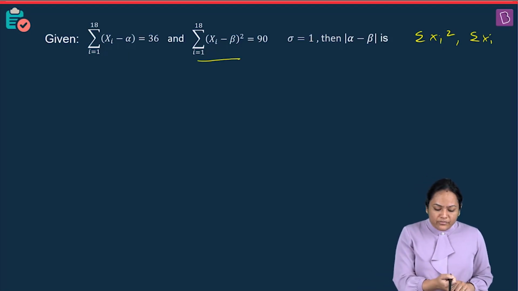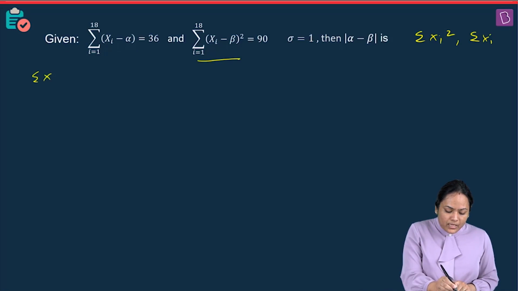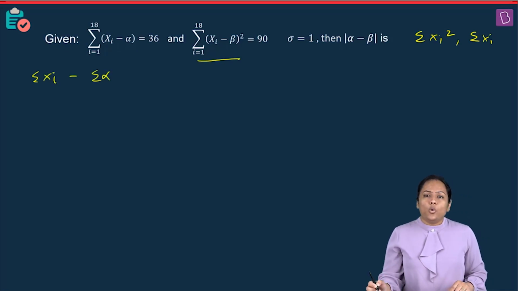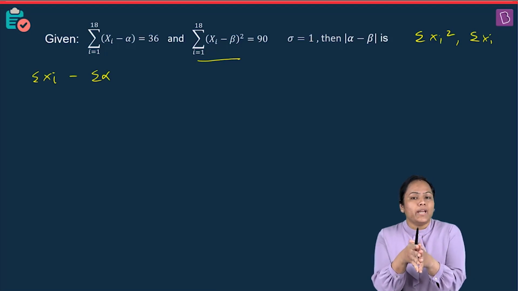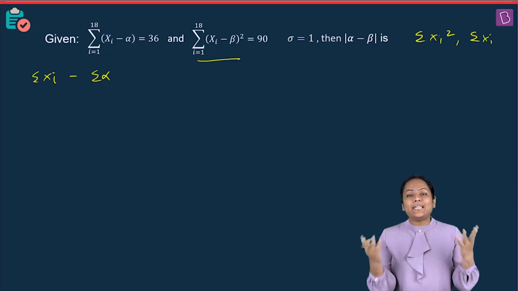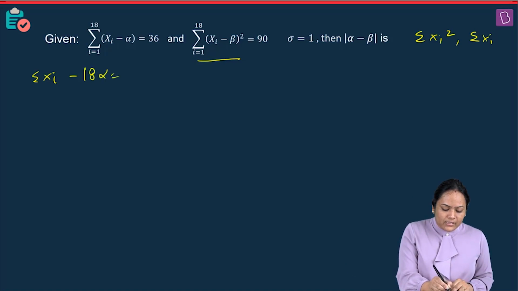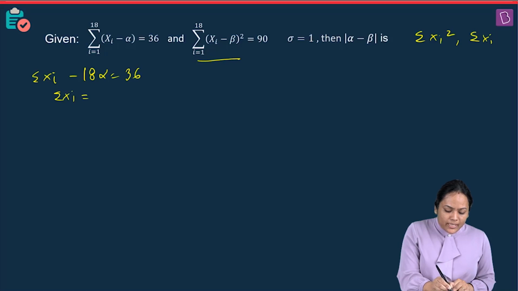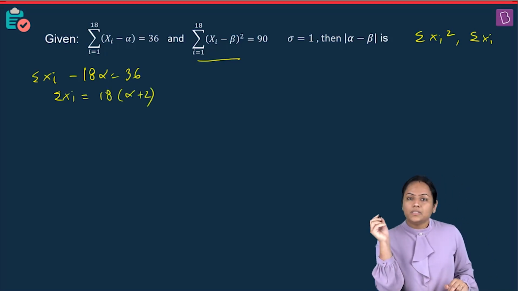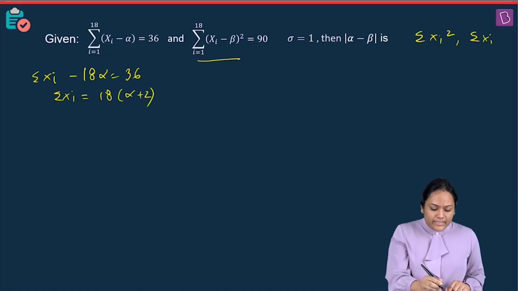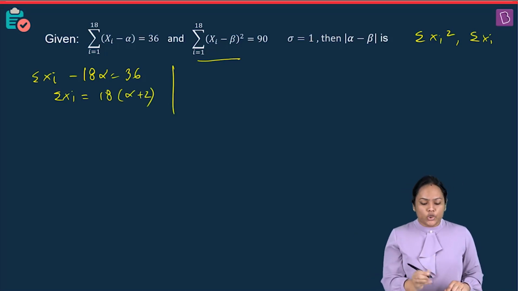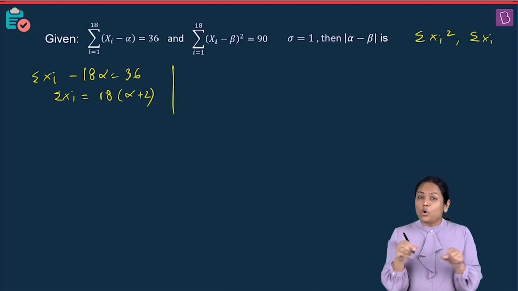So in the first relation, I can separate this out. It's summation of xi minus summation of alpha. Well, alpha is a constant term, right? So if I add alpha 18 times, it's going to give me 18 alpha. This is equal to 36. That means I can say that my summation xi will be 18 times of (alpha plus 2). Clear? Okay.